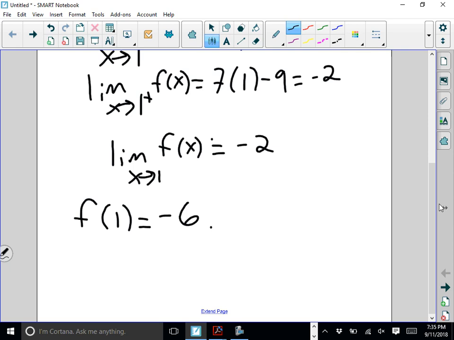Step 3 says, does the limit as x goes to 1 of f of x equal f of 1? We can clearly see here that they don't, but I want you to write the notation that shows that. Right? The limit as x goes to 1 of f of x was negative 2. f of 1 is negative 6. Therefore, we know that these two things are not equal to each other. Therefore, now we can say, f is discontinuous at x equals 1.